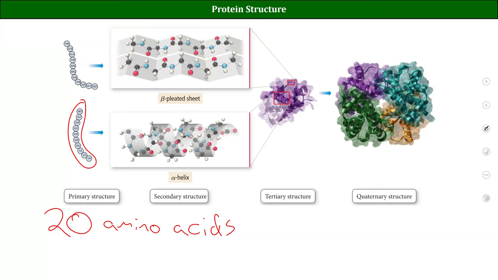And secondary structure is basically how the individual amino acids interact with each other once they're linked. And you start to see things like that alpha helix I mentioned earlier, where you wind up with these things called beta-pleated sheets. Beta-pleated sheets are basically these flat structures that interact with each other.